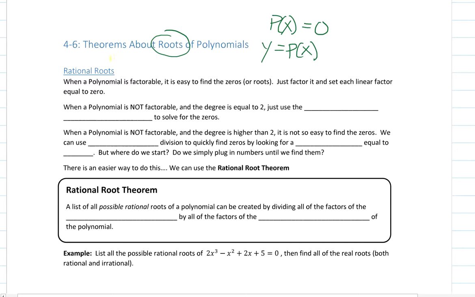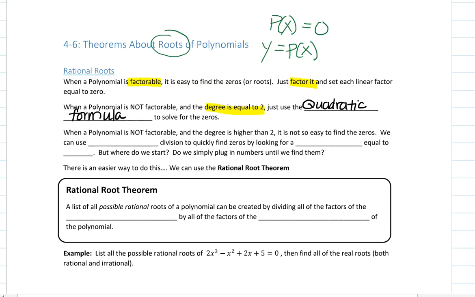Okay, so let's talk about roots and how to find them. If you have a polynomial and it's factorable, then it's easy to find the zeros by just factoring it and setting each linear factor equal to 0. That's an easy case. If you have a polynomial that is not factorable, but it is a second degree, then we have another method that we can use, and that is the quadratic formula. This only works if it is a second degree. Third degree, fourth degree, and higher degrees do not use the quadratic formula alone.